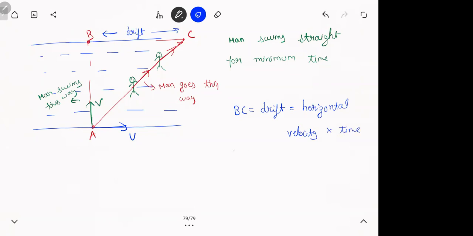So here, what is the horizontal velocity? First of all, what is the minimum time? The minimum time is distance D by V. What is the drift? The drift BC will be the river's speed, because the river is creating the drift, U into time, which is UD by V. So if you go in the shortest time, you won't reach the opposite point, you will reach point C. That means you have drifted a certain distance.